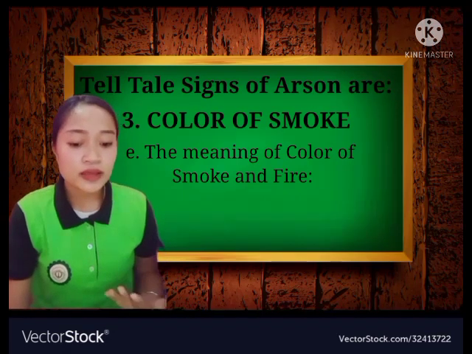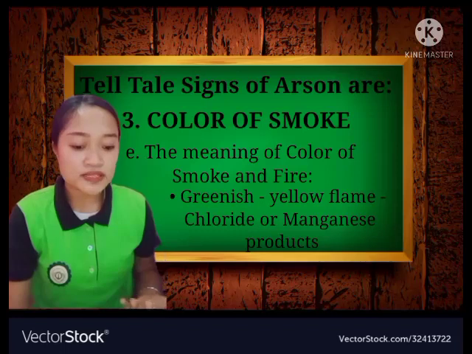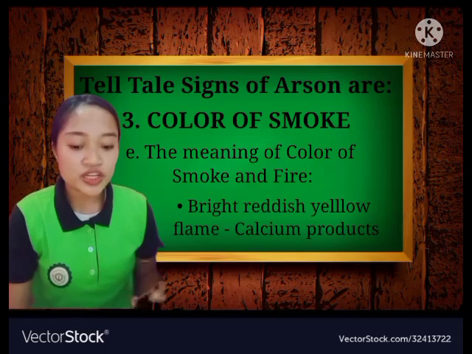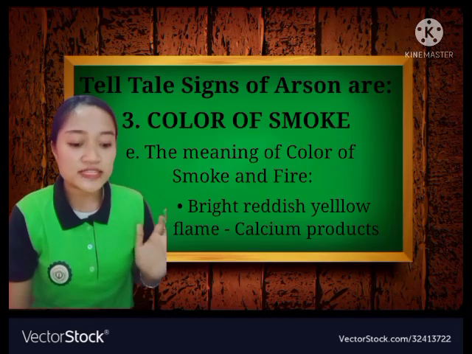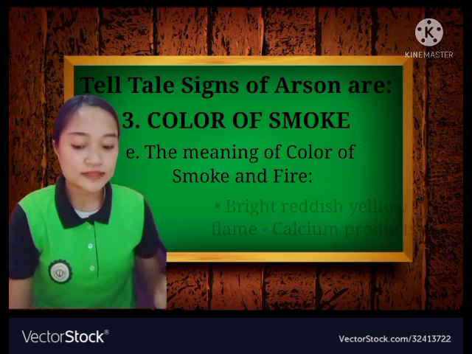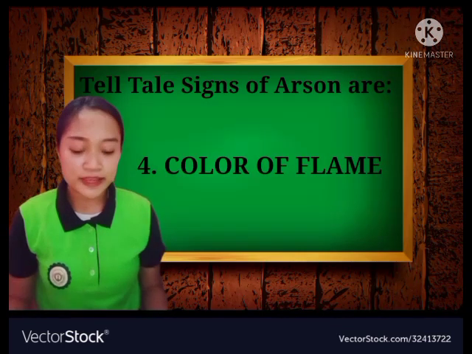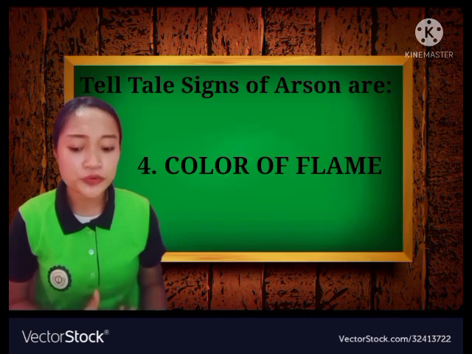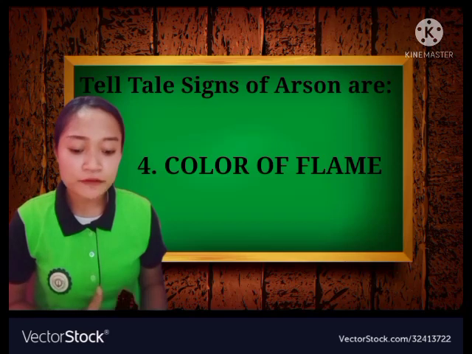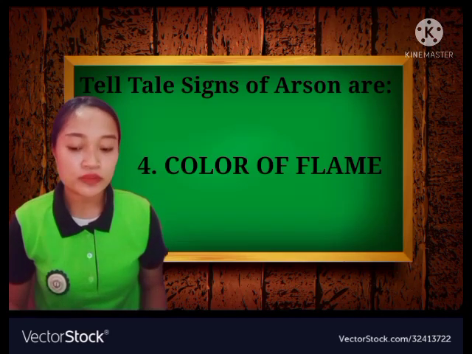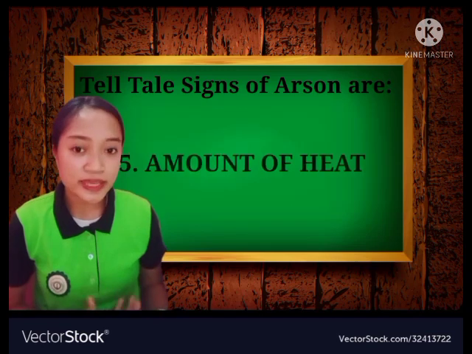Greenish-yellow flame, that means chloride or manganese products. Then last, bright reddish yellow flame, that is calcium products. Next of the telltale signs, color of flame. So the color of the flame is good indication of the intensity of the fire, an important factor in determining incendiarism. So next, amount of heat.